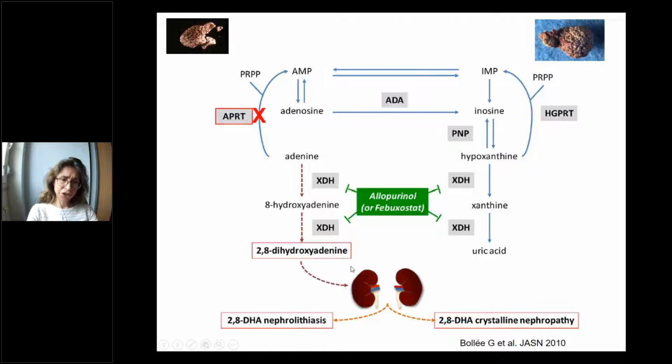And this DHA has a very high renal clearance. It involves both filtration and tubular secretion. And then this APRT deficiency will result in very high urinary levels of DHA. It is extremely insoluble in the urine, and it will form crystals. And then these crystals will gather, grow, and form stones, or these crystals will precipitate in the renal parenchyma and cause a crystalline nephropathy.